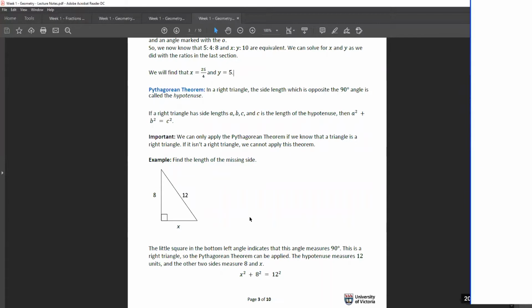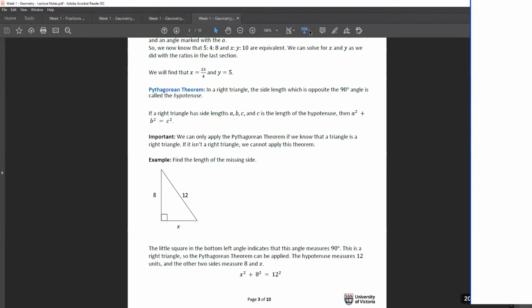This is important. We can only apply the Pythagorean theorem if we know that a triangle is a right triangle. If it doesn't have a 90-degree angle in it, we cannot use this theorem. We can only use this theorem on triangles with 90-degree angles. Fortunately, we have one right here. So let's take a look at this one.